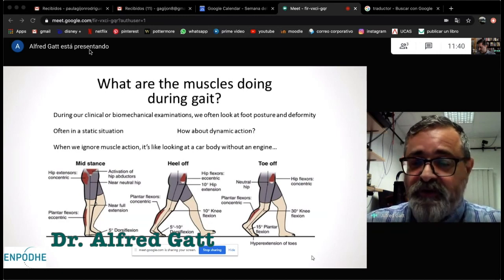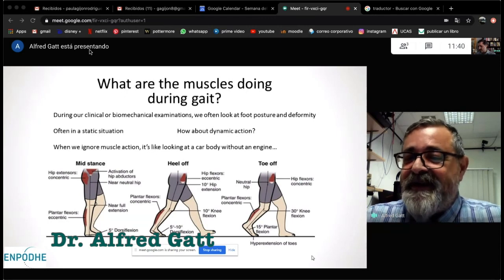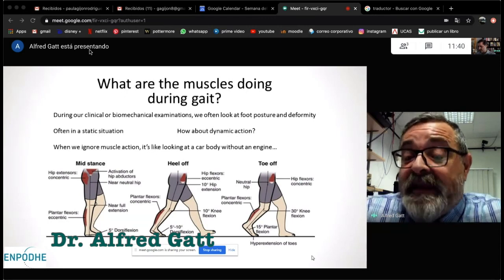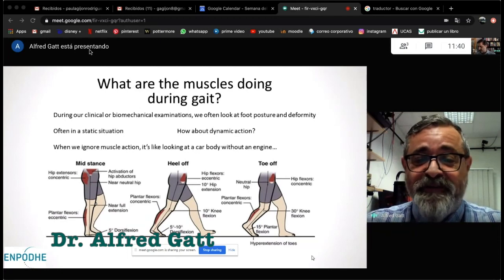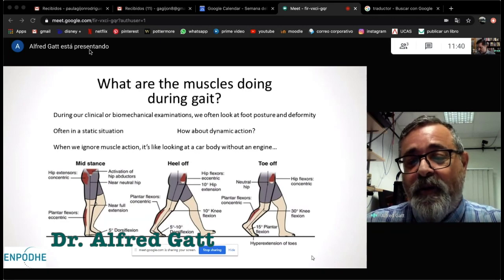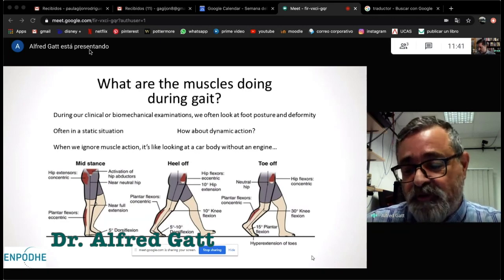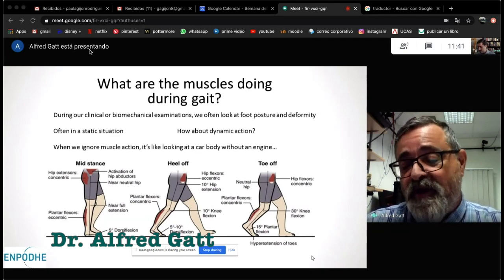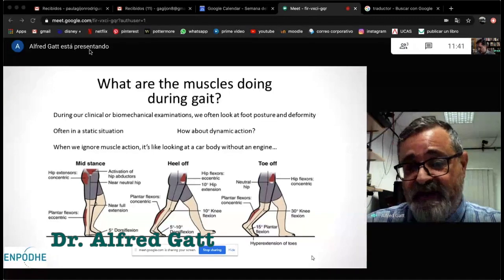So what we do most of the time is we tend to ignore muscle action, and it's like looking at a car without an engine. Why? Because the muscles provide the motive force. They provide our forces that enable us to move, and so they are a very important component of gait.